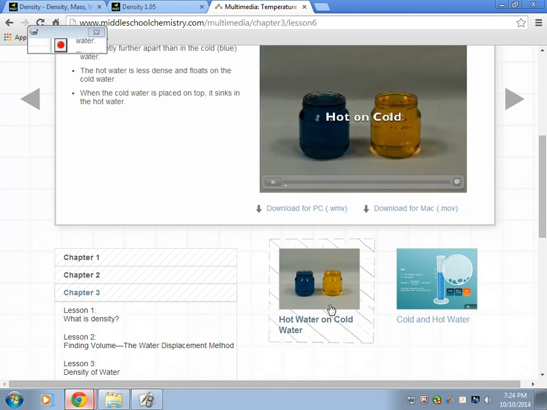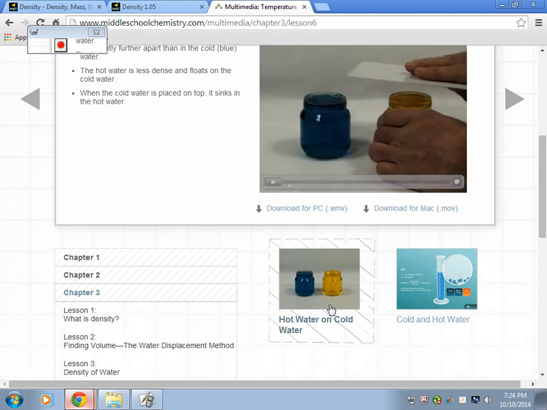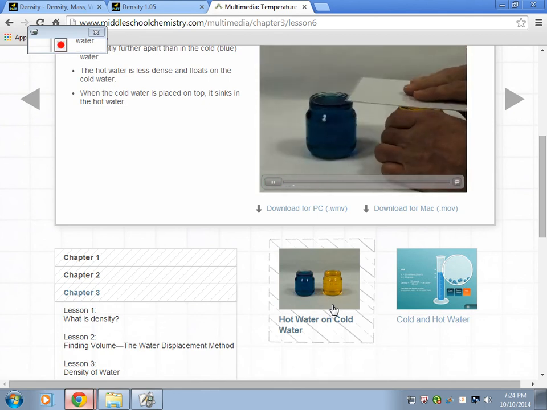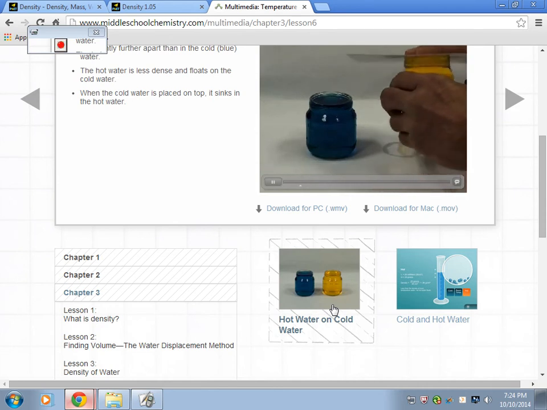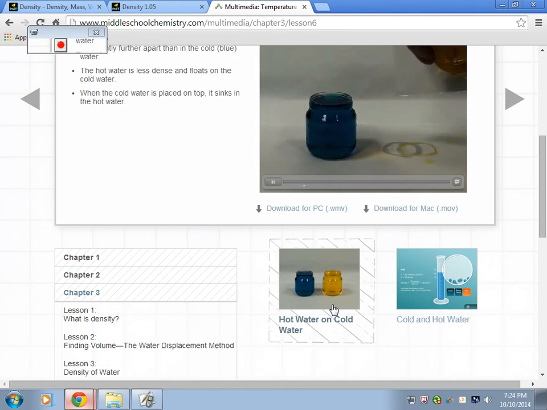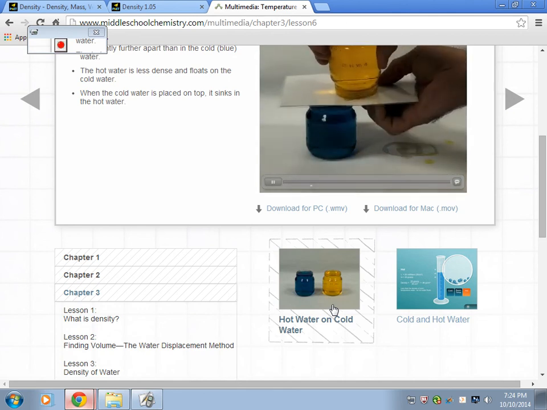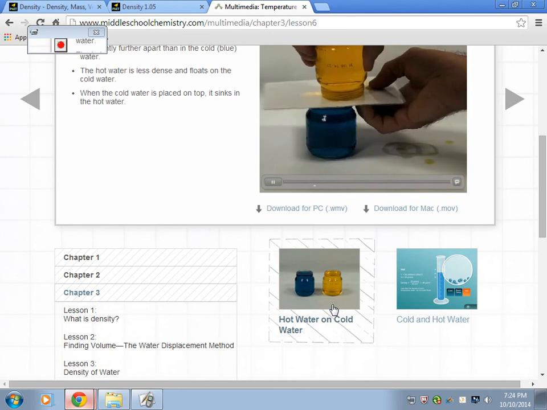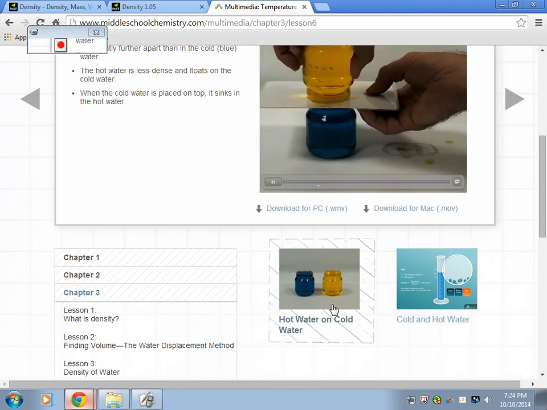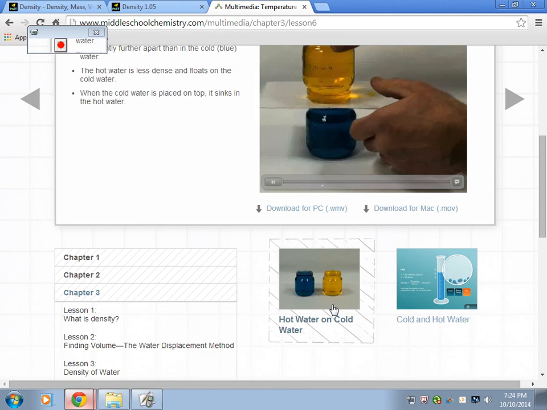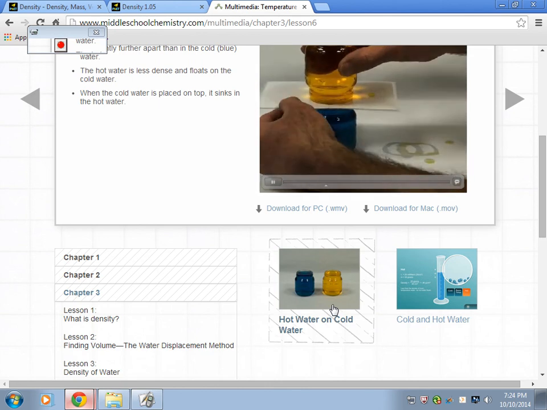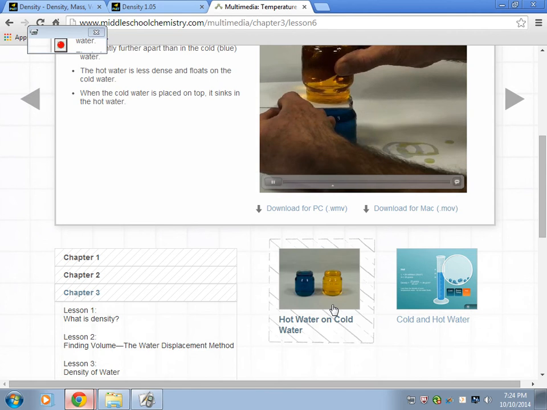There we go. All right, so this is hot water and cold water. And if you look, the cold water's blue and the hot water's yellow. Cold water, the molecules are not moving as fast. They're packed together. Hot water, the molecules are moving all over the place. They're crazy. So there's not as many molecules in a certain area.